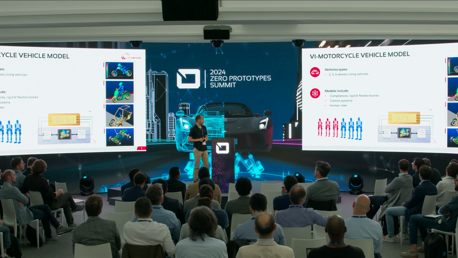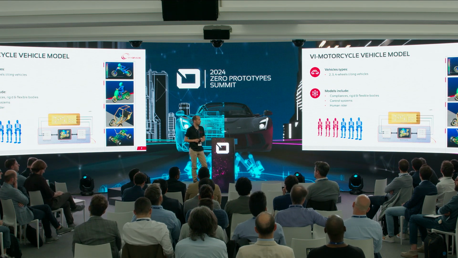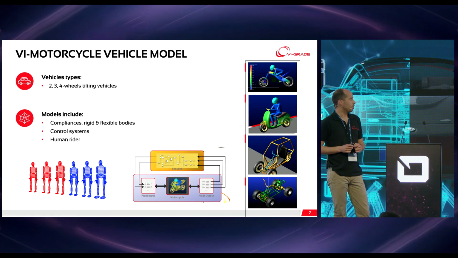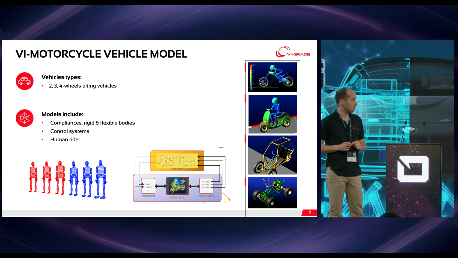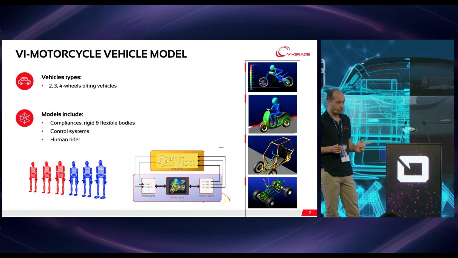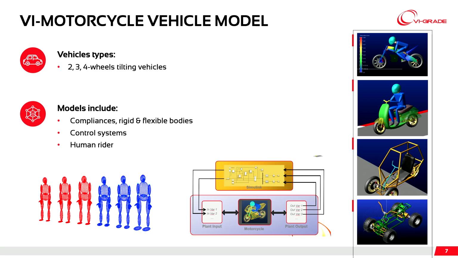The models in VI Motorcycle, the vehicle types, by default, we have two wheels vehicle, but there is no limitation. As you know, in Adams, you can create whatever you want, and with VI-Rider, we are able to cope with 2, 3, or 4 wheels tilting vehicles. In terms of complexity, let me say, no limitation, so you can add all the compliance and flexible bodies that you want.